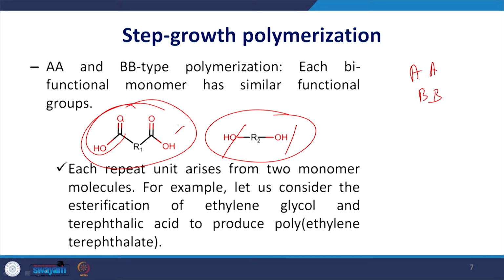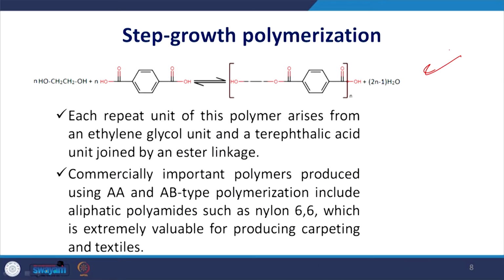If we take an example, we may consider the esterification of ethylene glycol and terephthalic acid to produce polyethylene terephthalate, PET. PET is very common; water bottles are produced from either PET or glass. Here you see that each repeat unit in this polymer arises from an ethylene glycol unit, and the terephthalic acid units are joined by the ester linkage. So here you see this particular figure.